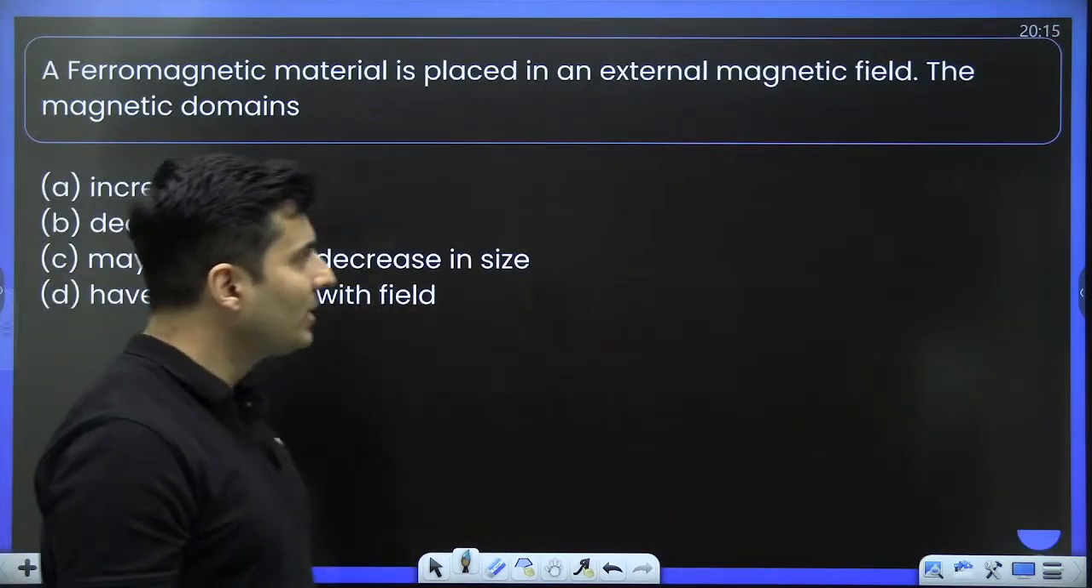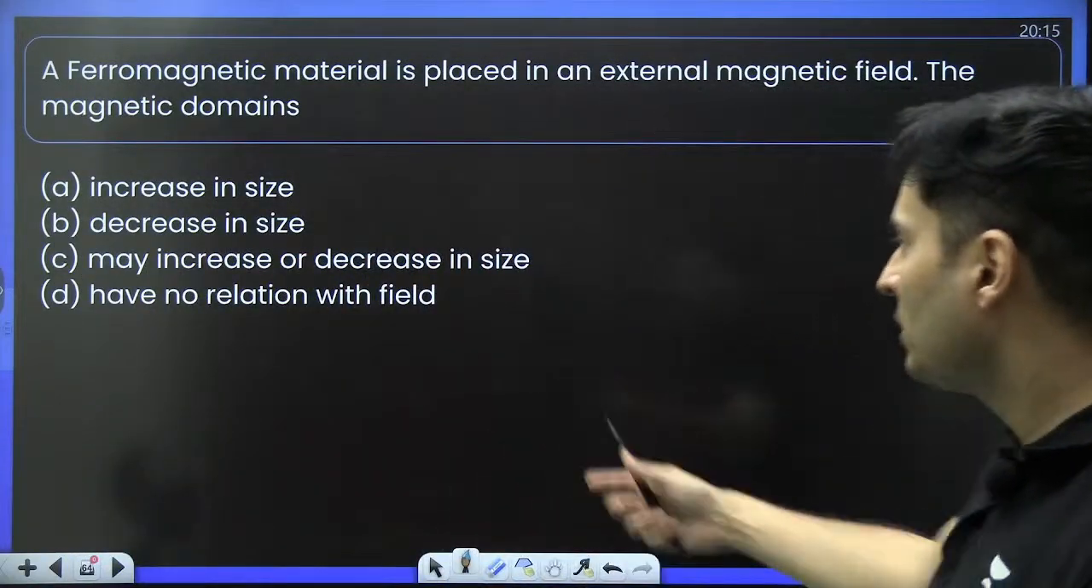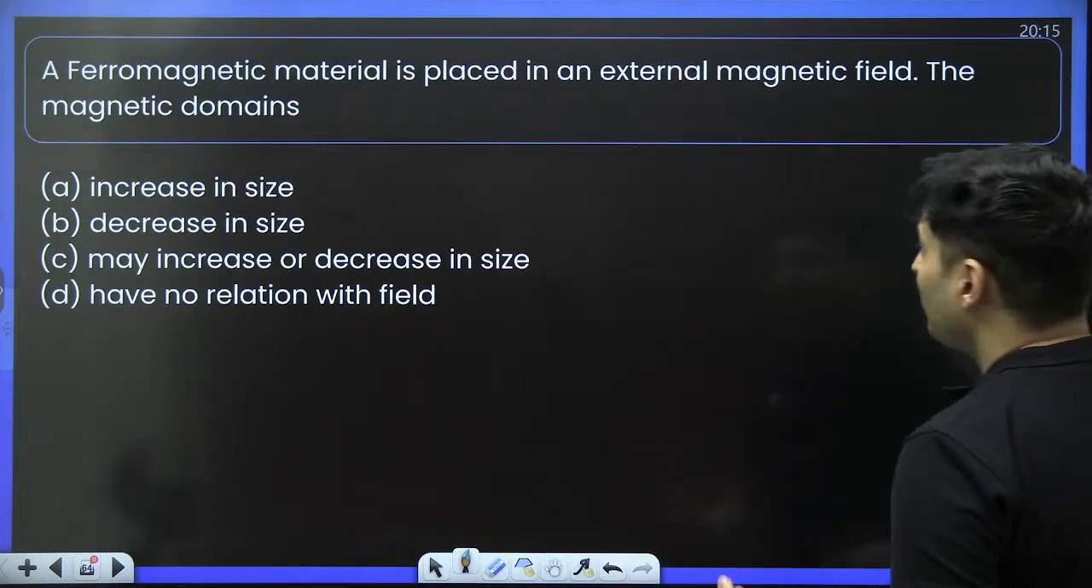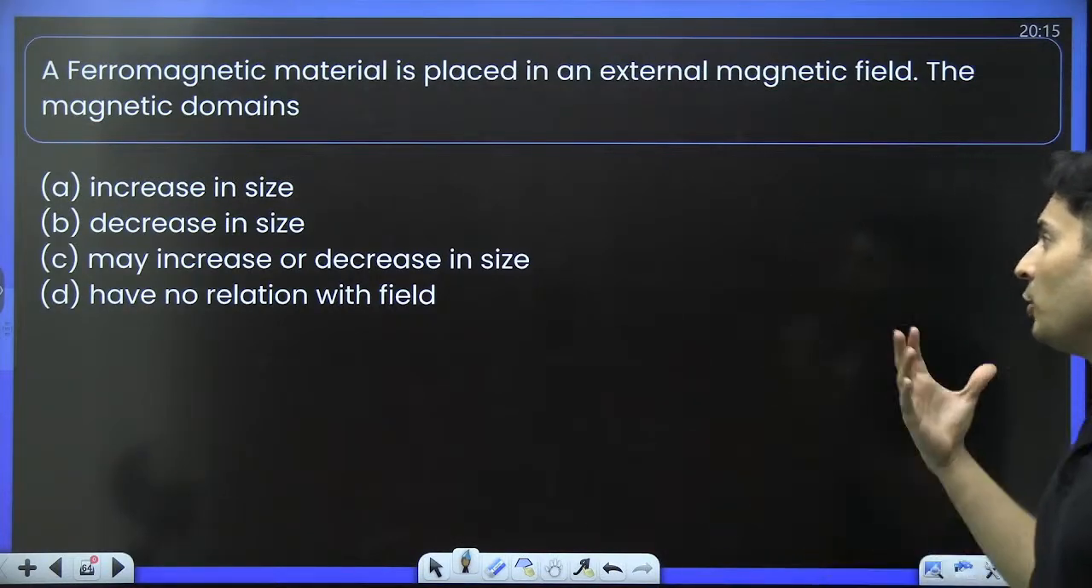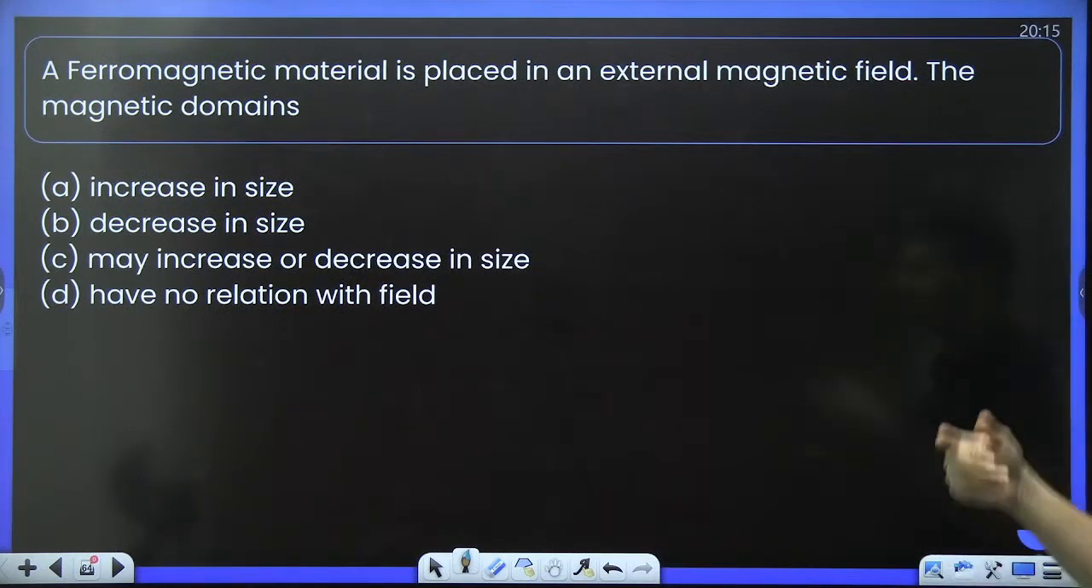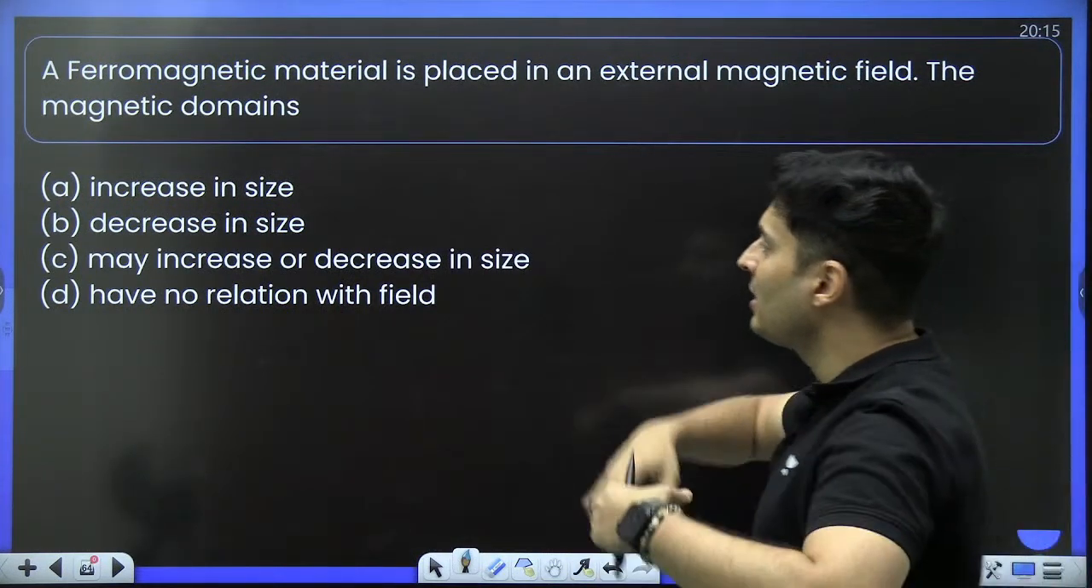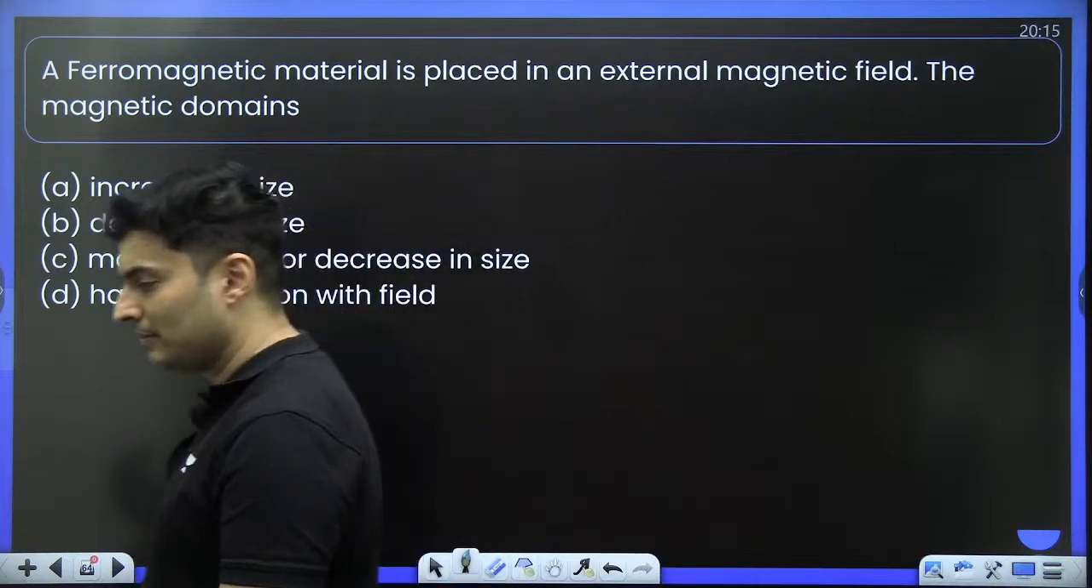Okay, so let's start doing some questions. You will get a complete idea. Here's the first question. For a ferromagnetic material, in an external field, the magnetic domains: increase in size, decrease in size, may increase or decrease in size, or have no relation with the field. Very simple.